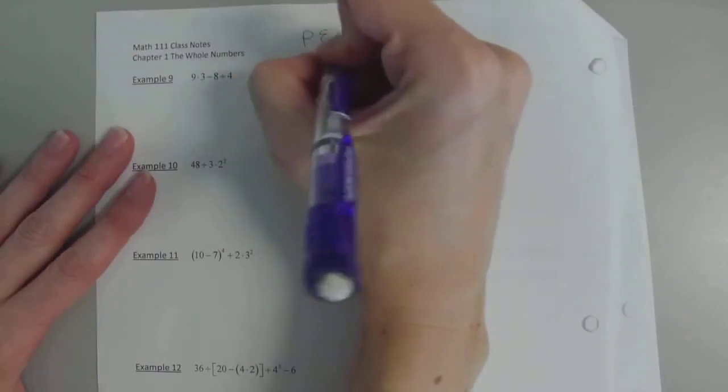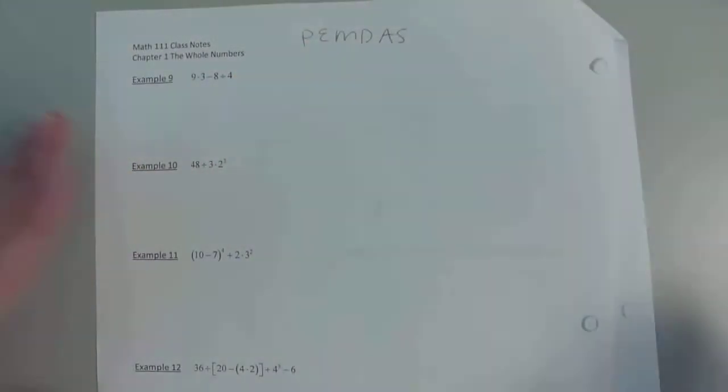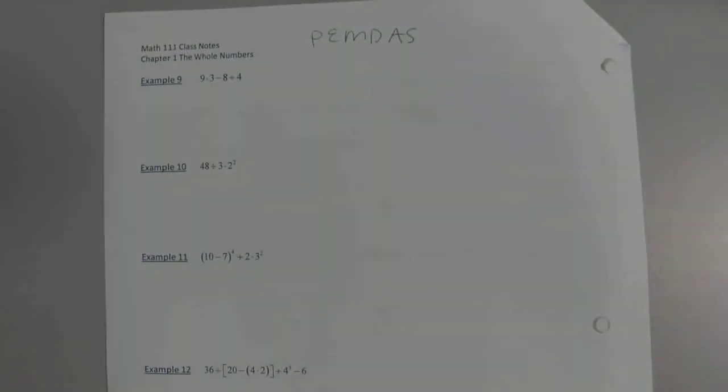So I'm going to write PEMDAS up here so it reminds me. Please excuse my dear Aunt Sally. Does anybody have an Aunt Sally? Because that would be really cool if you did. No? Okay. So, on this first example, example 9, we're already to 9 already, guys.